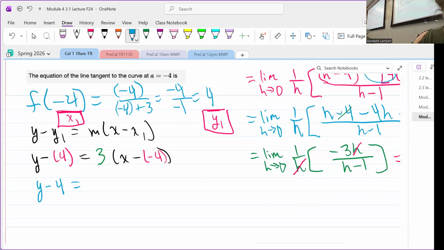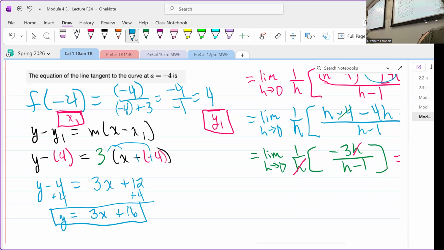So we're just going to clean it up a bit. So x minus -4 becomes x plus 4. And then we distribute the 3 through. So 3x plus 12. Add the 4. That is the equation of the line tangent to the curve at a equals -4.